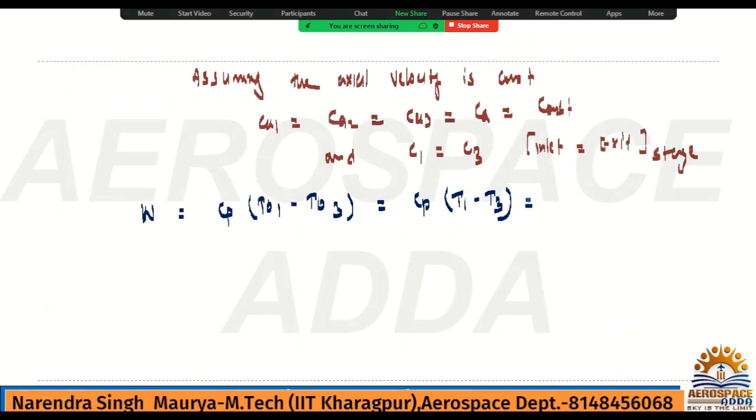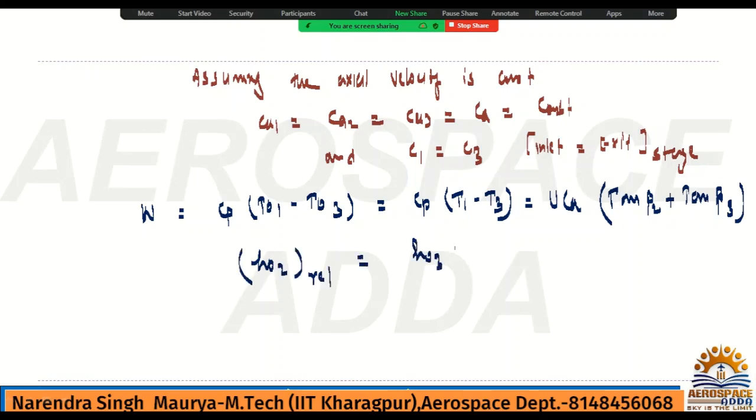So this is nothing but work, and in terms of angle you can write U Ca (tan beta 2 plus tan beta 3). This is the value of the denominator, and now for the numerator, that value is basically enthalpy. And what is the enthalpy across the rotor? It will be the relative enthalpy. What is the relative enthalpy? H naught 2 relative is equal to H naught 3 relative. This is across the rotor.